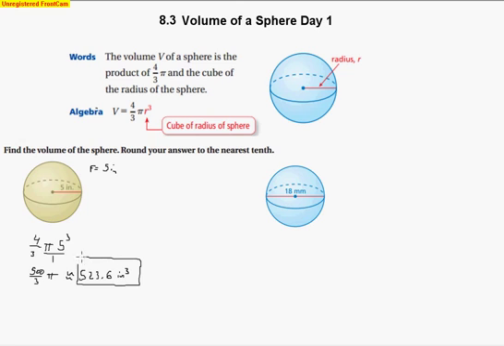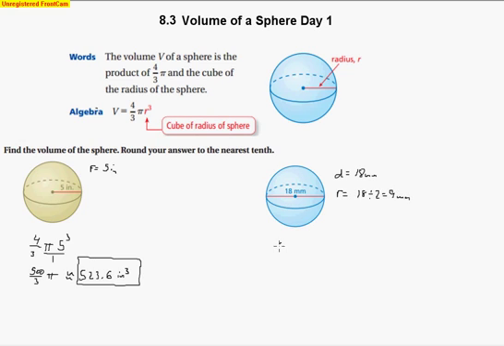So let's take a look at the next one. And this one gives us a diameter. It's the distance all the way across the circle or the sphere. And so the radius is always half of the diameter. So you're going to take 18 divided by 2. That gives us 9 millimeters.